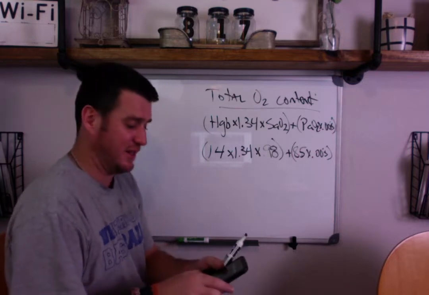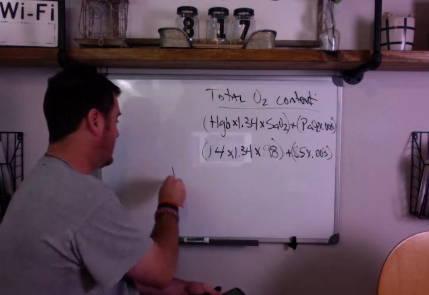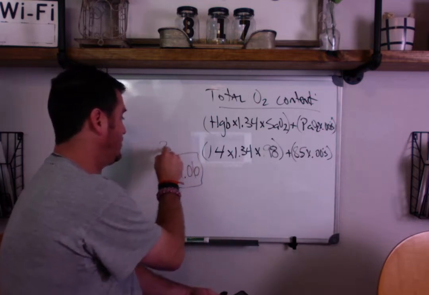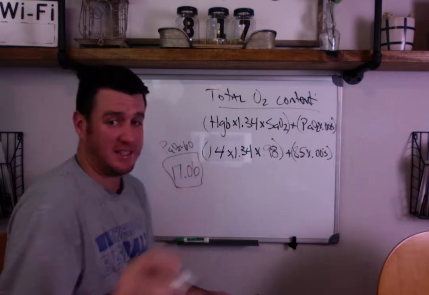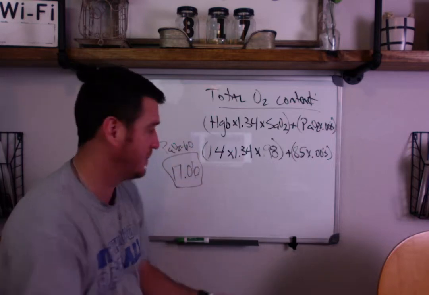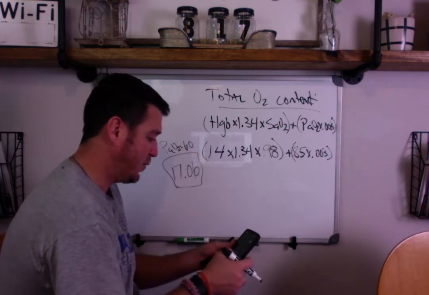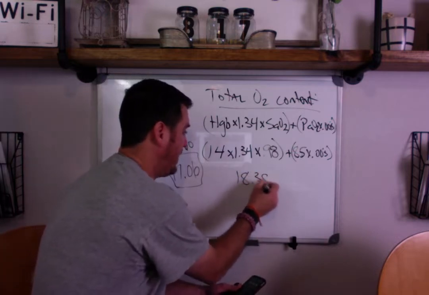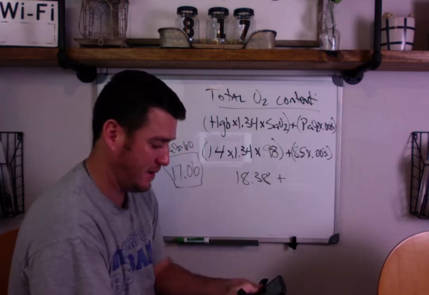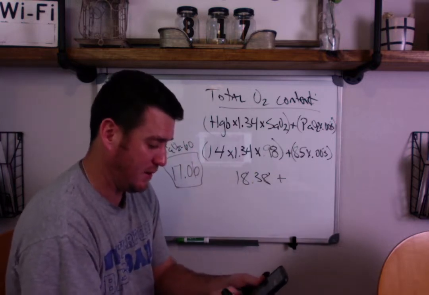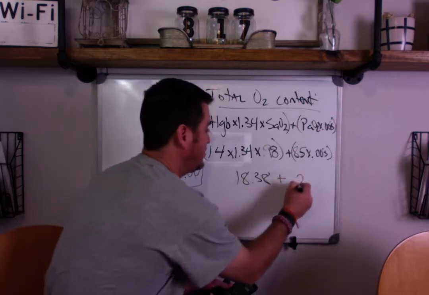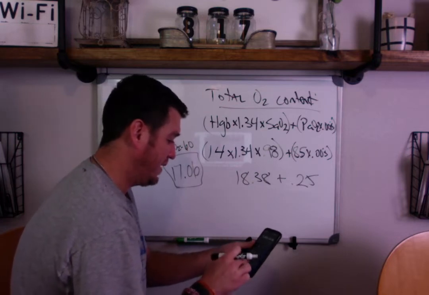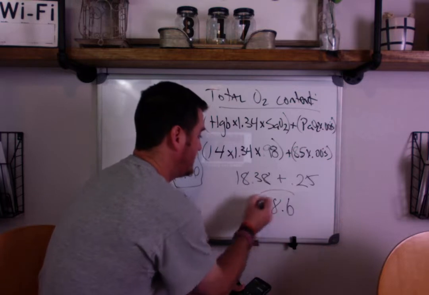So what we see here is, remember, we started at 17.06. This is where we started with the first example. This was with a PaO2 of 60 and a sat of 90%. What we find is that we have 14 times 1.34 times 0.98 equals 18.38, plus 85 times 0.003 equals 0.25. So now we're looking at 18.38 plus 0.25, which gives us 18.6.